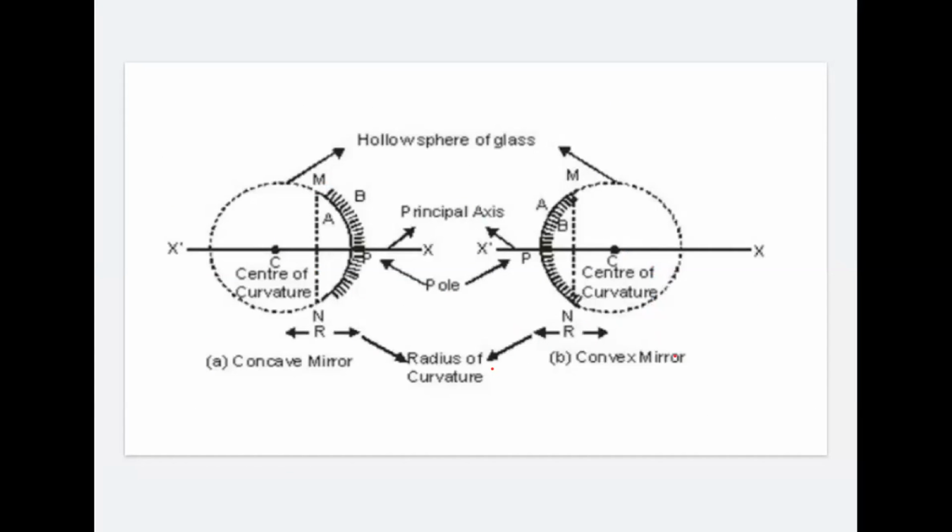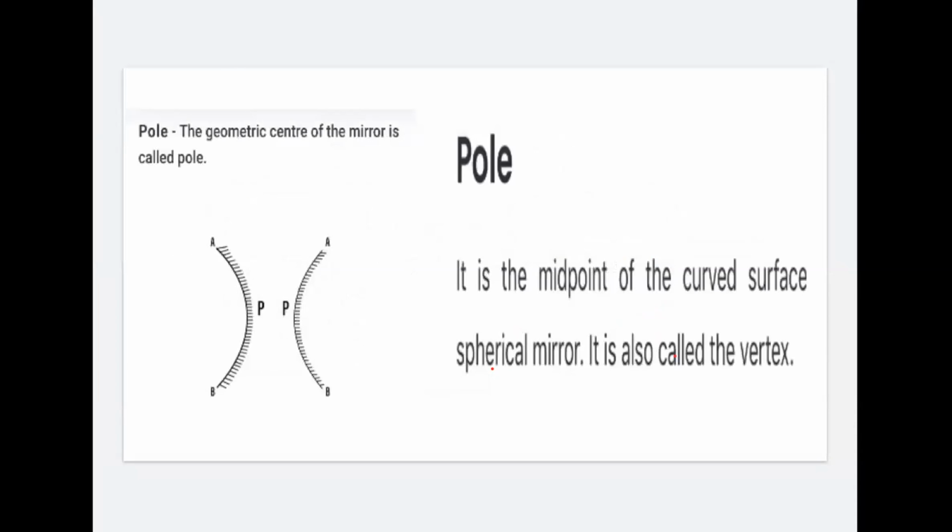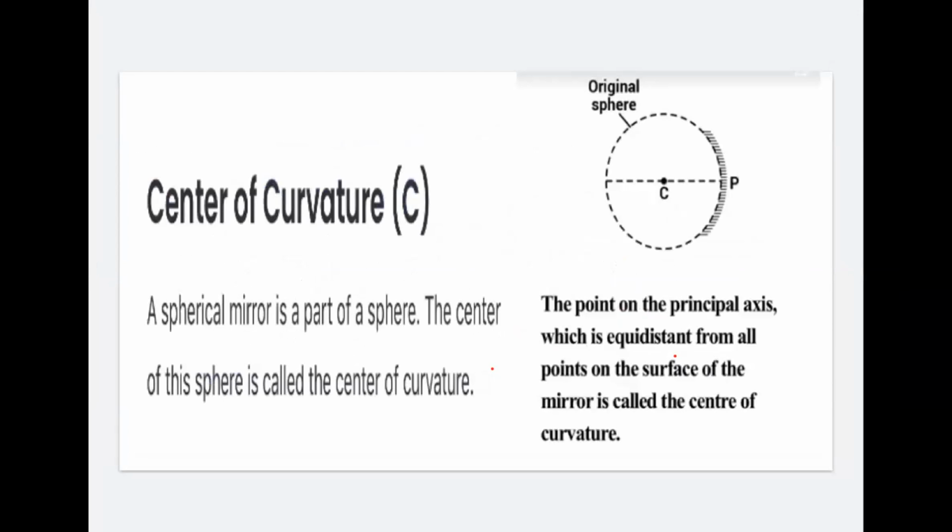Then we saw the terminologies pertaining to both the mirrors. The first one was pole. The geometric center of the mirror is called as pole. Center of curvature: this mirror is going to be a part of some imaginary glass sphere, and whose center would be called as center of curvature, denoted by capital C.